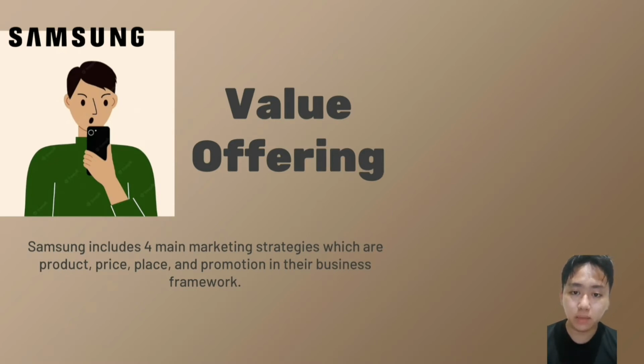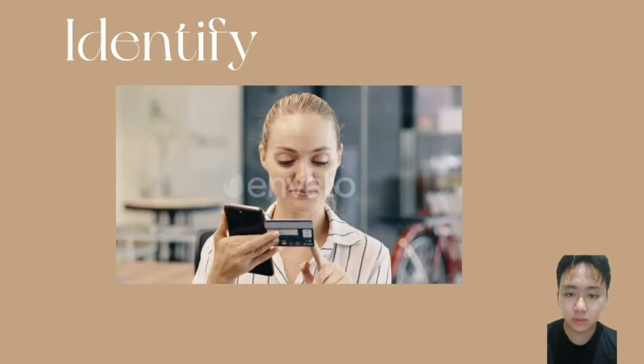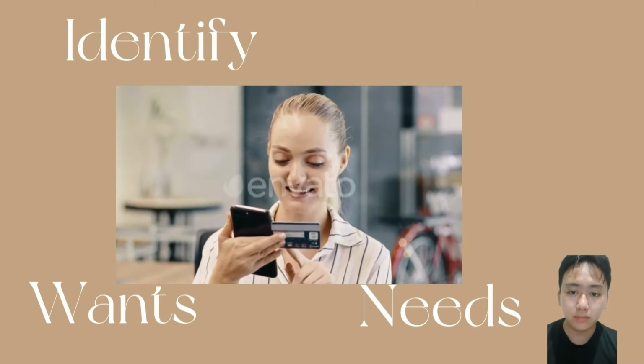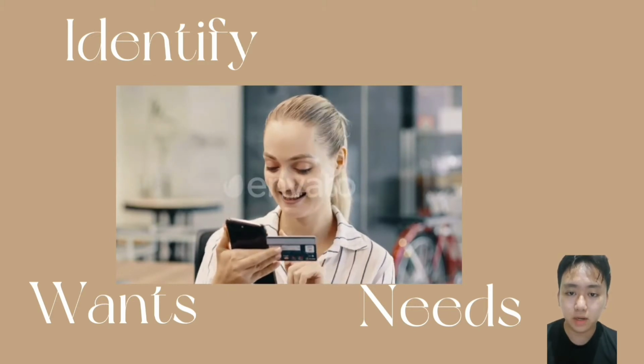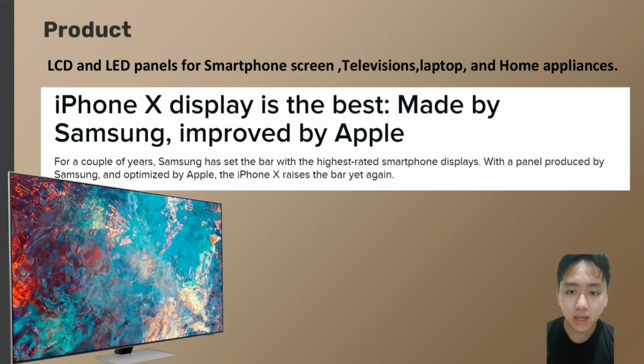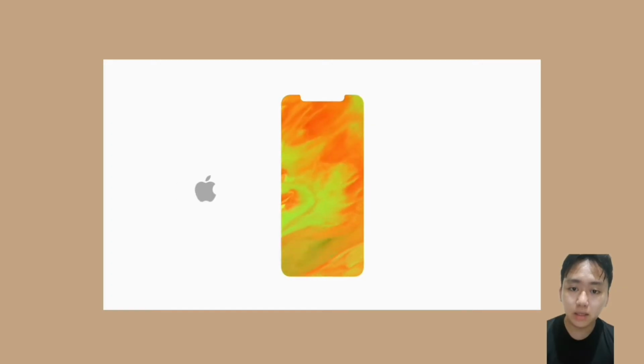Samsung includes four main business marketing strategies in their business framework, which are product, price, place, and promotion. This allows Samsung to identify the customer wants and needs of their products and services to stand out from their competitors. For the product part, Samsung produces smartphones, tablets, and smartwatches. They also produce LED and LCD panels for their product and also for their competitors. As you can see, the iPhone screen is an OLED panel. These are made by Samsung and improved by Apple.